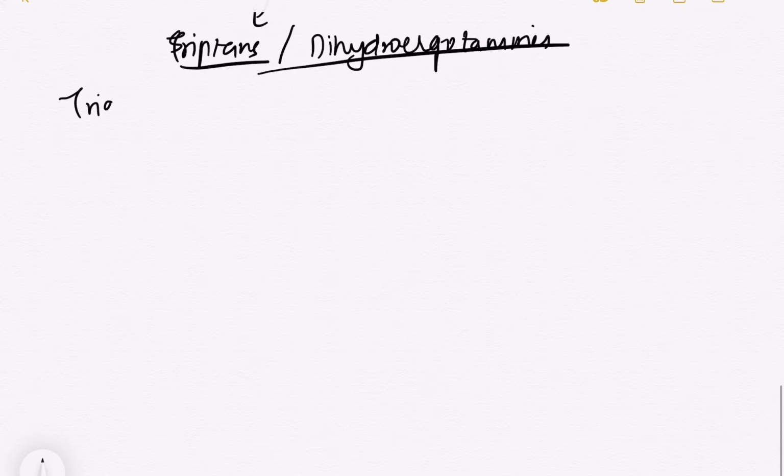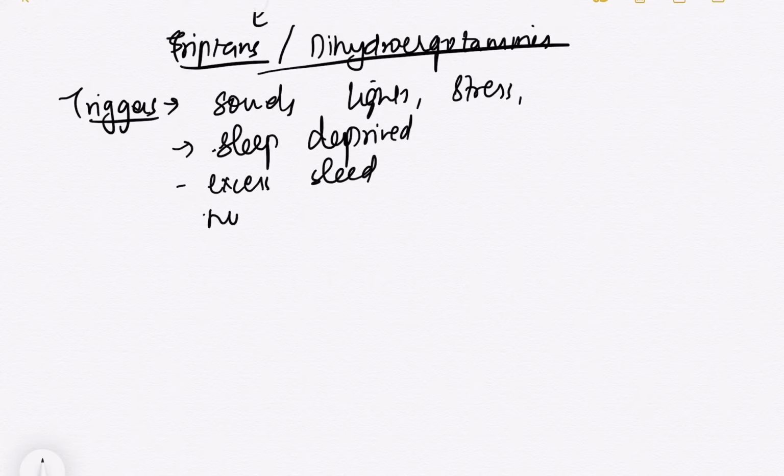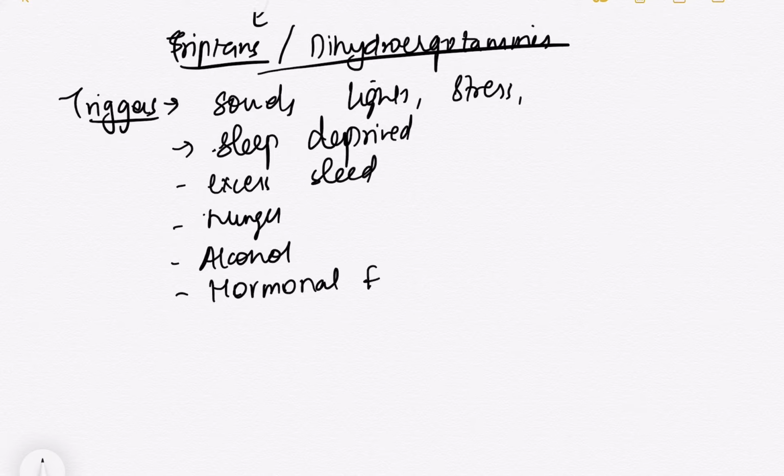Now I want to talk about some triggers of migraine. So basically there are many triggers: loud sounds, flashy lights, then extra stress, then you need to remember sleep deprived or excess sleep, or hunger, alcohol intake. Okay, all this can trigger this migraine. Okay, hormonal fluctuations, all this can trigger migraine. Okay, so you need to remember this.